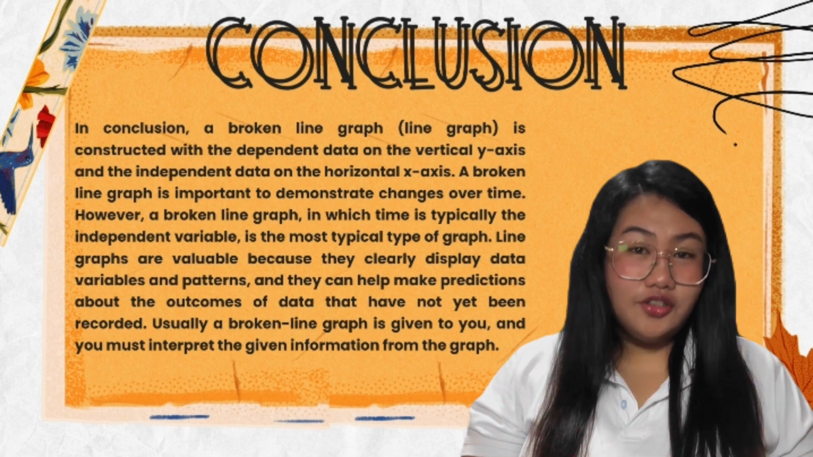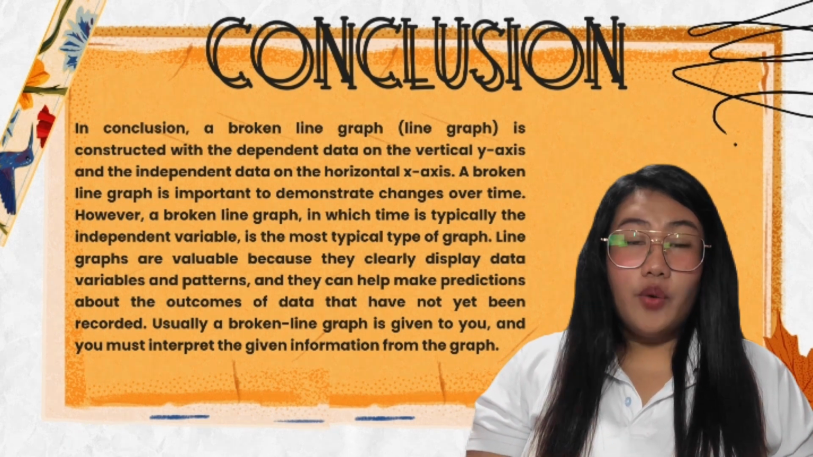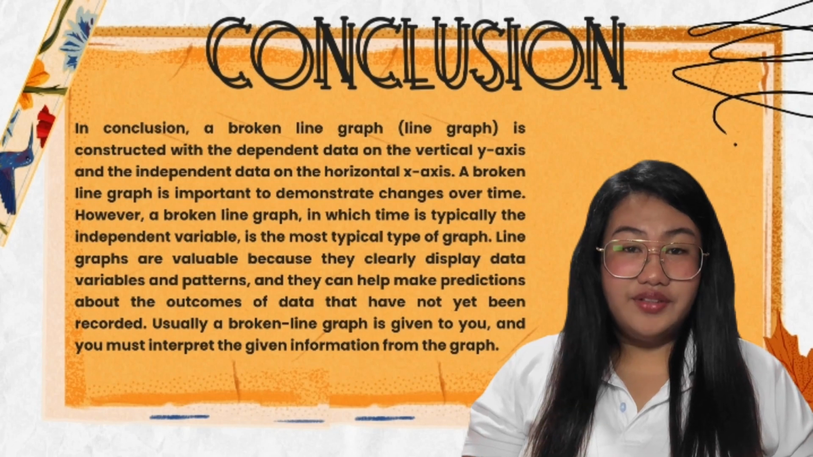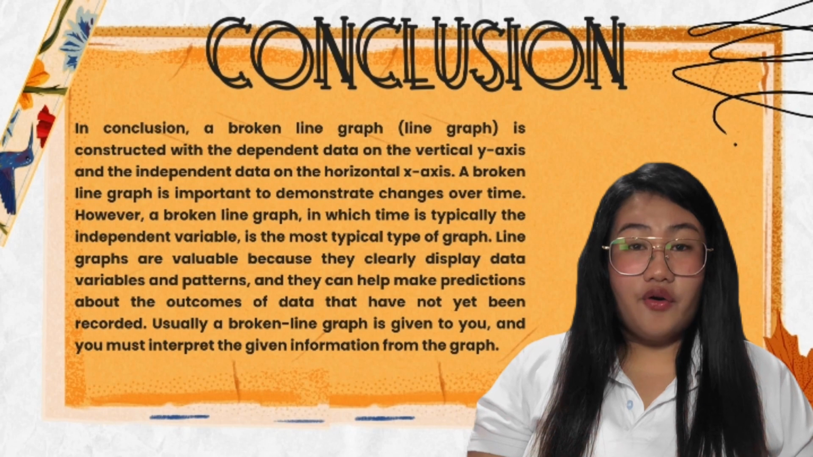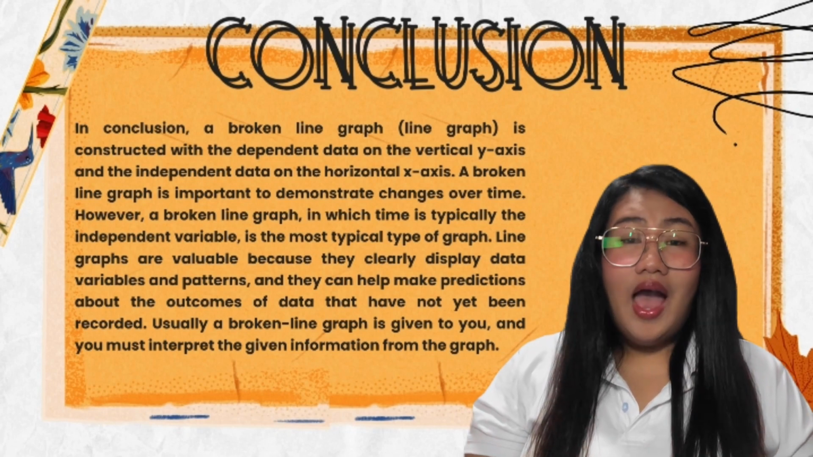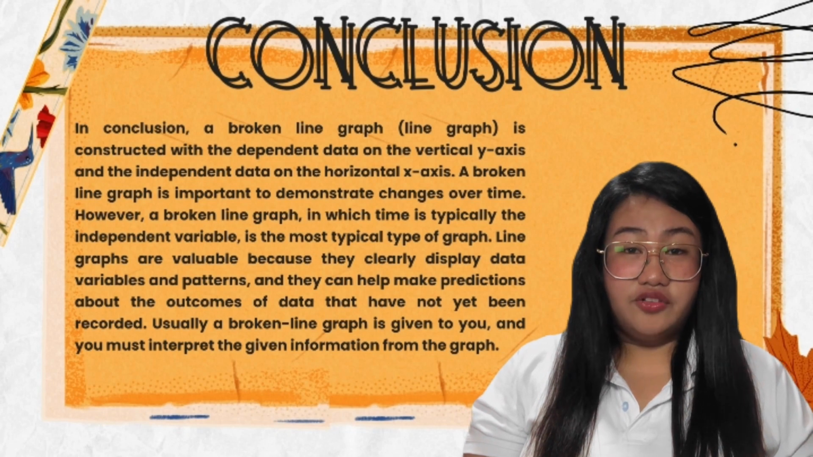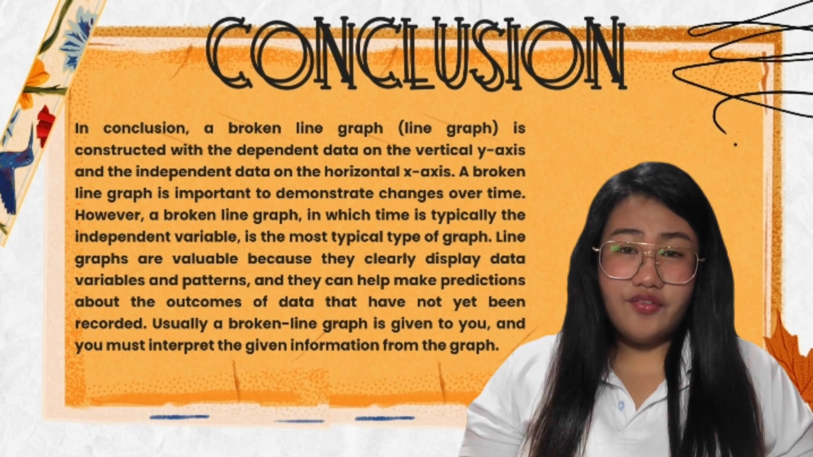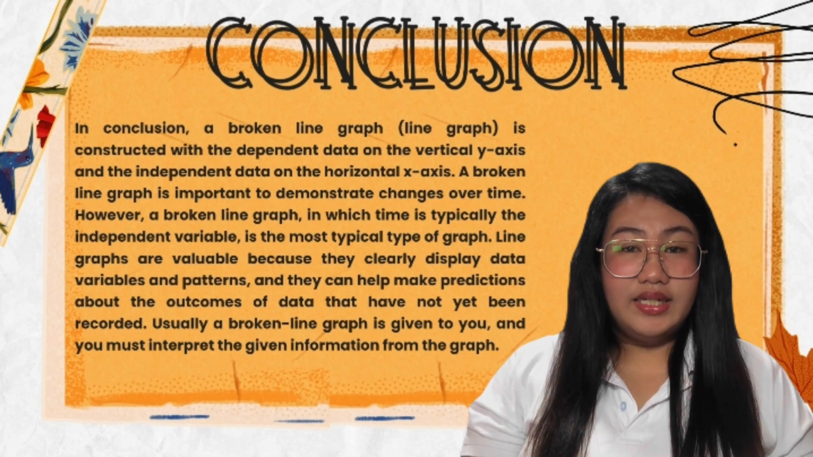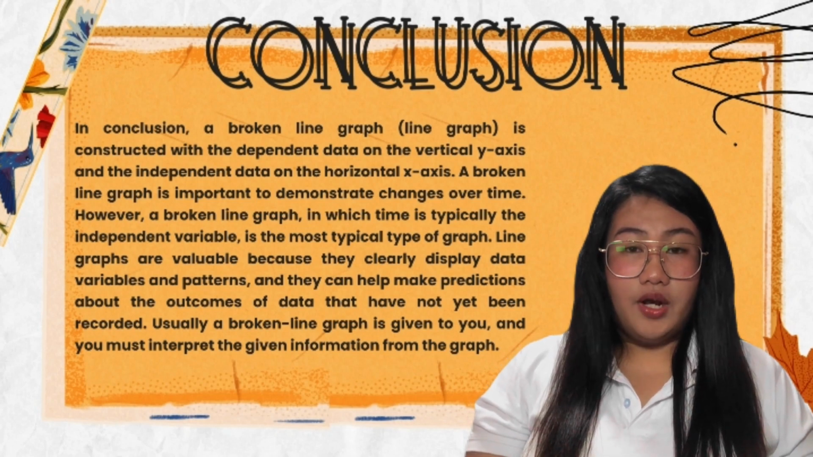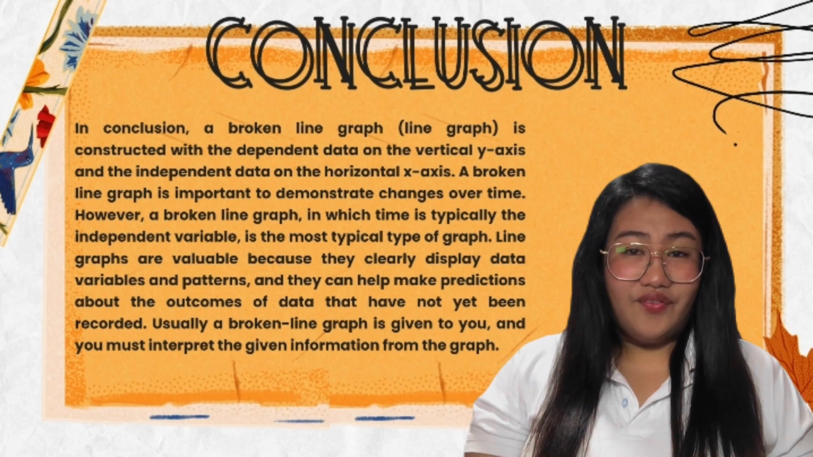So in conclusion, a broken line graph is constructed with the dependent data on the vertical y-axis and the independent data on the horizontal x-axis. A broken line graph is important to demonstrate changes over time, in which time is typically the independent variable. It is the most typical type of graph.